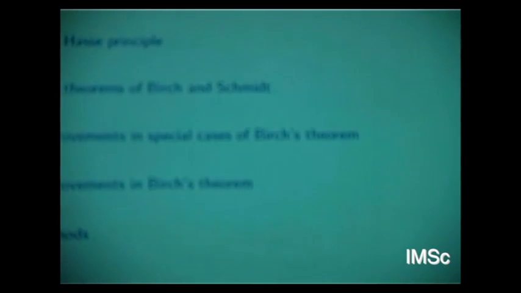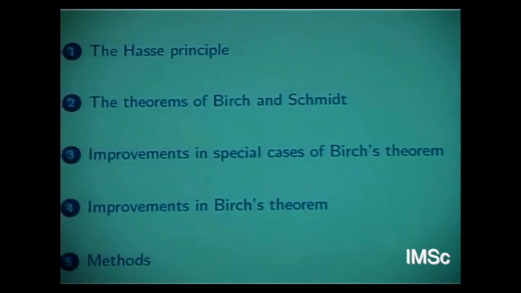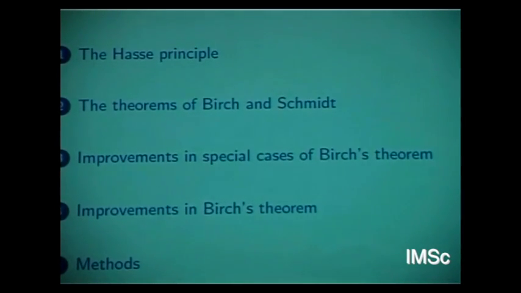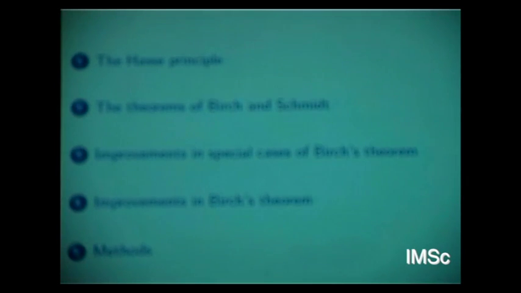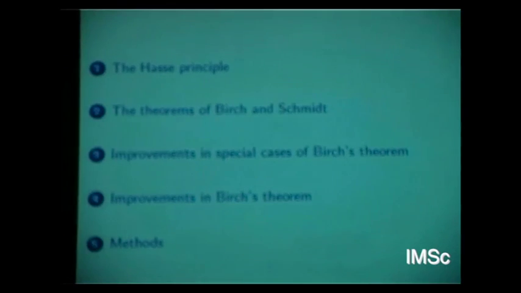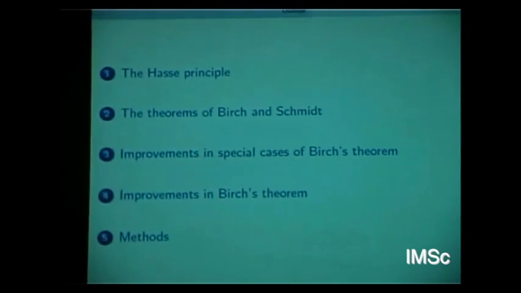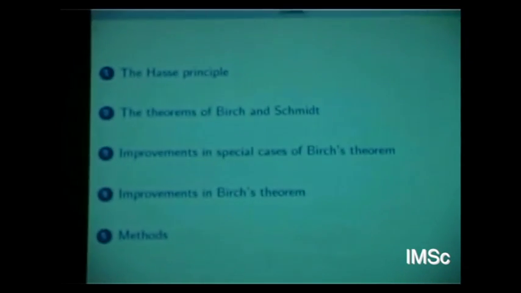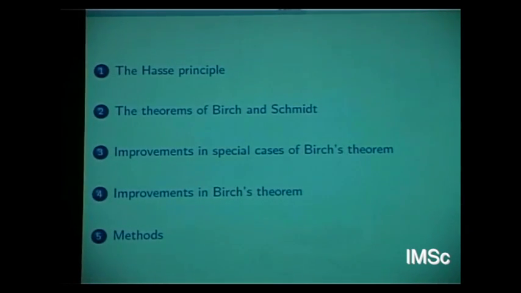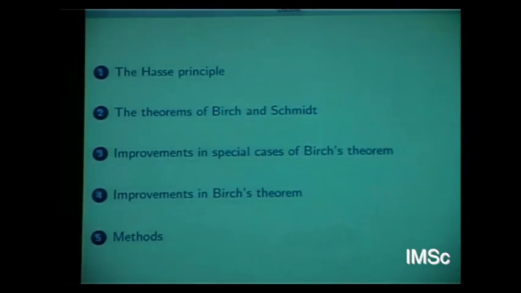Okay, so a quick sketch of what I'm going to talk about. First, at the risk of patronising most of you, I'm going to introduce the Hasse principle, more for my own sake probably. Then I'm going to talk about two theorems, a theorem of Brian Birch and a theorem of Wolfgang Schmidt, about forms in many variables, and how you prove a Hasse principle. And then how people have improved special cases of Birch's theorem. Then some general improvements in Birch's theorem. And finally, the methods that go into obtaining these general improvements.